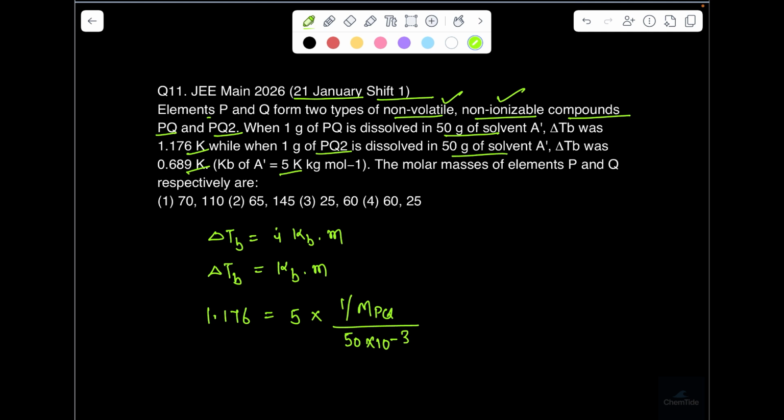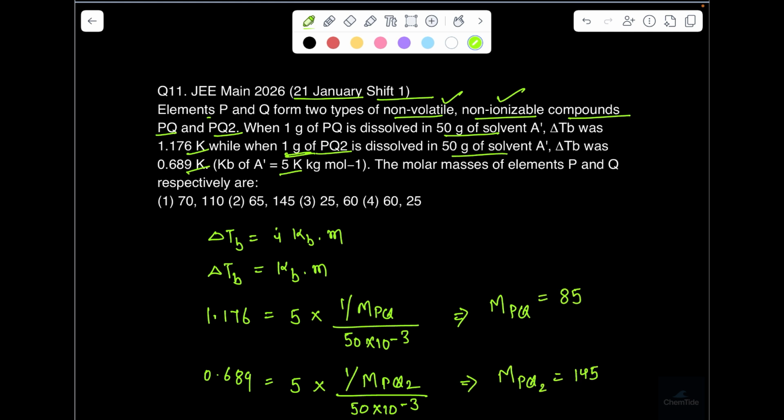A similar pattern we can apply for PQ2. That is 0.689 equal to Kb, which is given as 5, and the mass of PQ2 is given as 1 gram, divided by the molar mass of PQ2, divided by the solvent 50 into 10 to the power minus 3. So on solving this equation we will get the mass of PQ as 85, and PQ2 as 145 grams per mole.